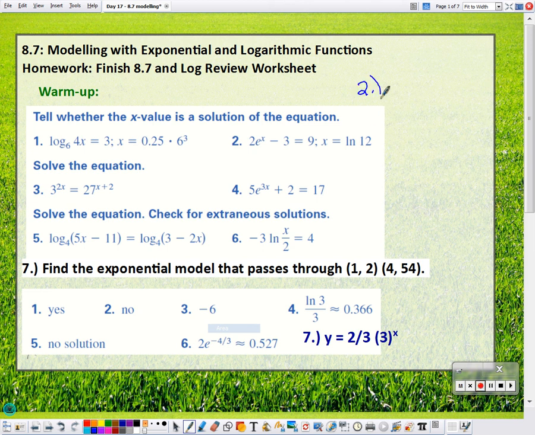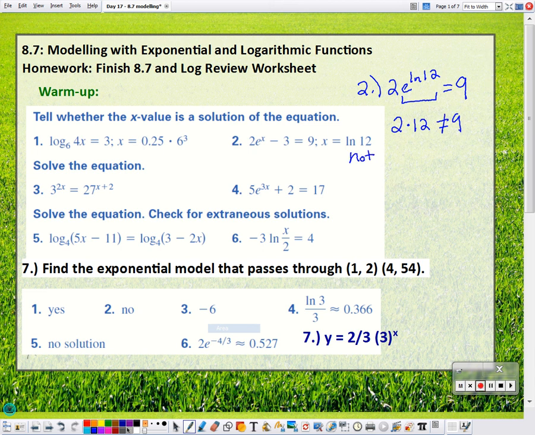So for number 2, we would do 2e, and then x becomes natural log of 12. So we do ln 12. And we want to know, does that equal 9? Well, right here, e raised to ln 12, because these bases match, it becomes 2 times just 12. Well, 2 times 12 is not equal to 9, so we say it is not a solution.